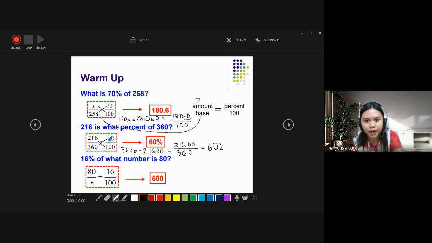So we're looking for the amount. Where is the amount? We write X here because we're still looking for the amount. To solve that, we're going to cross multiply. 100 times X, and also 258 times 70.